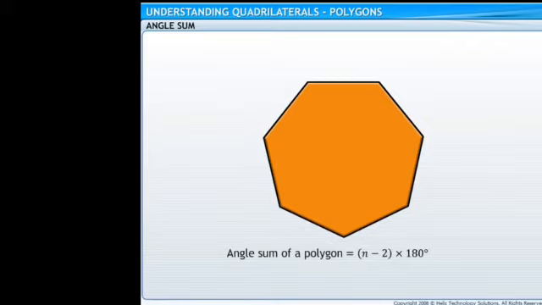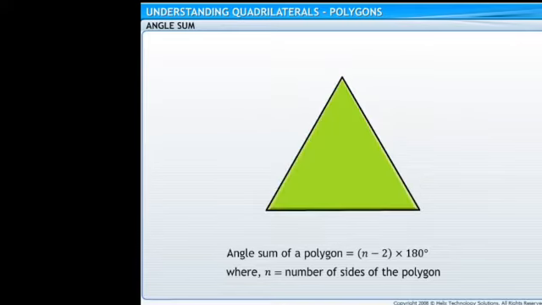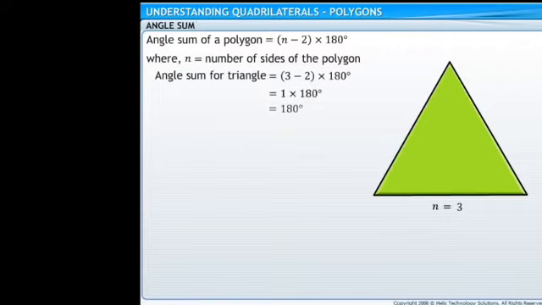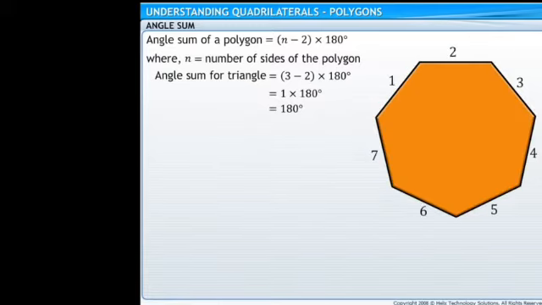The angle sum of a polygon is given by n minus 2 multiplied by 180 degrees, where n stands for the number of sides of the polygon. Let's verify the formula for the triangle. It consists of 3 sides. Therefore, n is equal to 3. Therefore, the angle sum of a triangle is equal to 180 degrees. If we consider the heptagon, the angle sum is 900 degrees.